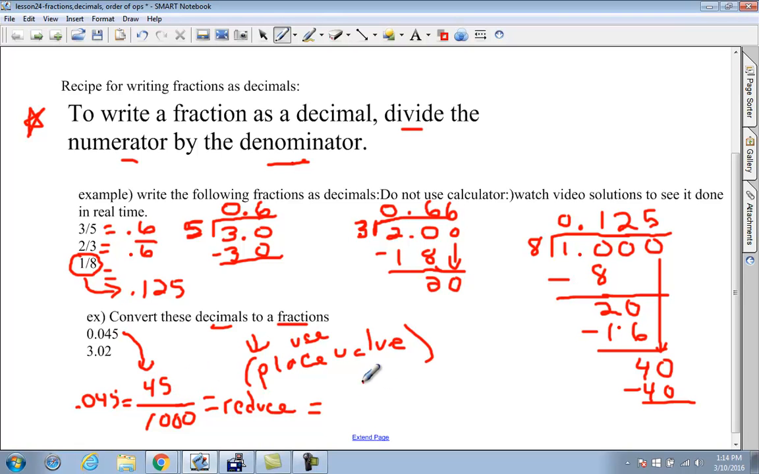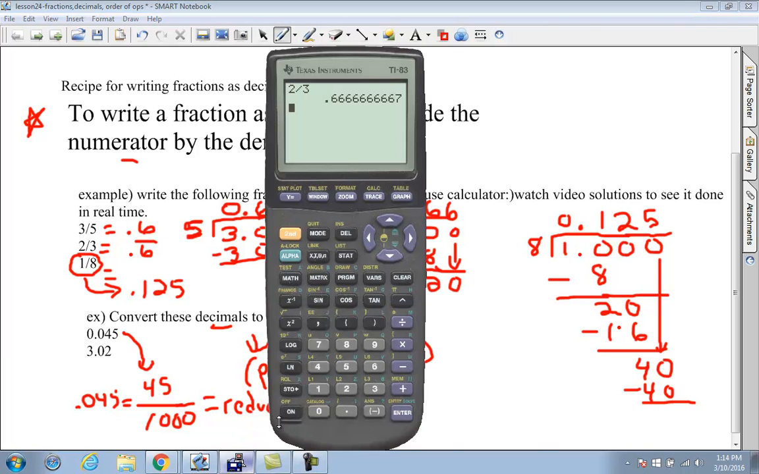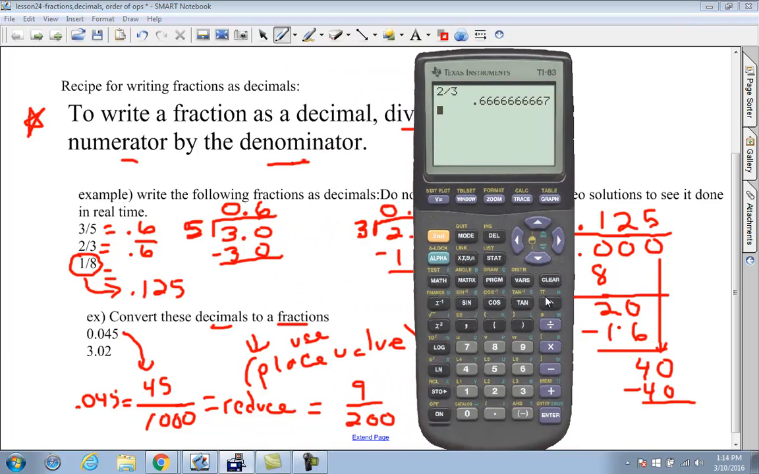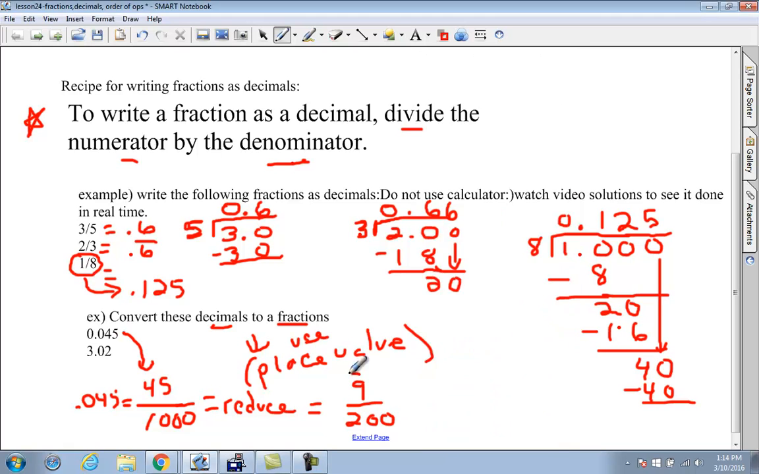5 goes into 45 9 times, and 5 goes into 1,000 200 times, and voila. And I always like to check it later on the calculator, after I've done it. So 0.045 and then this lovely button, math, frac. Most calculators have that. See, 9 out of 200. But I'm only doing that after I've done it by hand.